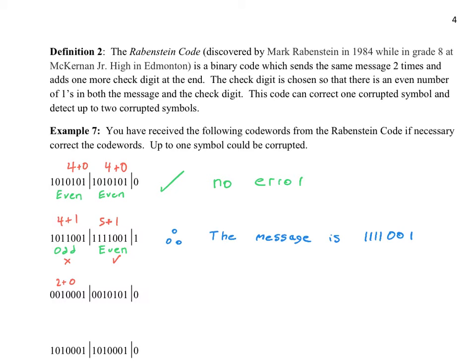And then in the next part, 3 plus 0. And then we would ask ourselves, is this even or odd? So 2 plus 0 is even, and 3 plus 0 is odd. So this time, the first part is the correct part, and the incorrect part is in that second portion. So the message is right here.